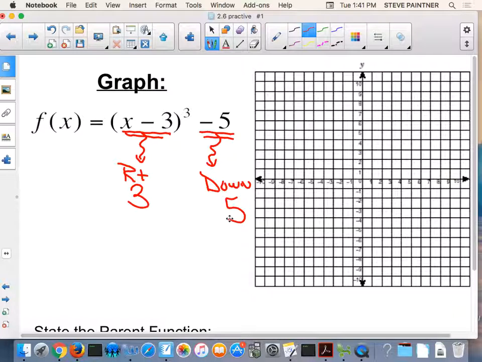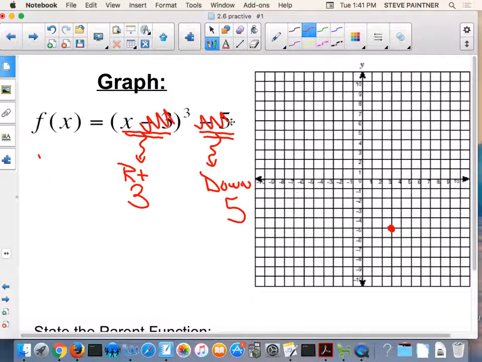Okay, guys, this is not a vertex. This is a pivotal point. It's where it does its little swing. Okay, so right 3, down 5. 3, -5. Right there. That is the old 0, 0 pivotal point on the parent.